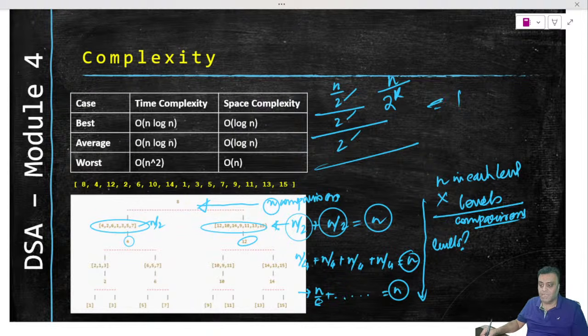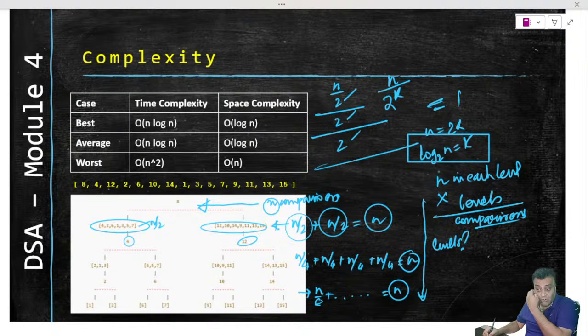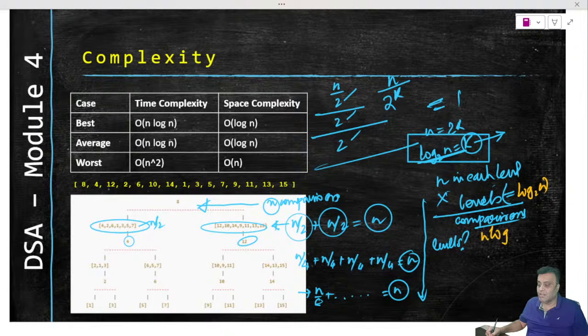So n by 2 to the power k is equal to 1 is when I will stop. So that means that n is equal to 2 to the power of k. Take log both sides. Log base 2 of n is equal to k. So what did you find out? You found out that the total number of levels, which is k, is log base 2 of n. What did I tell you? n in each level, and total number of levels you have now found out. What is that? That is log base 2 of n. So multiply these two, you will get n log n. And that is the best case and average case time complexity of this particular quicksort.